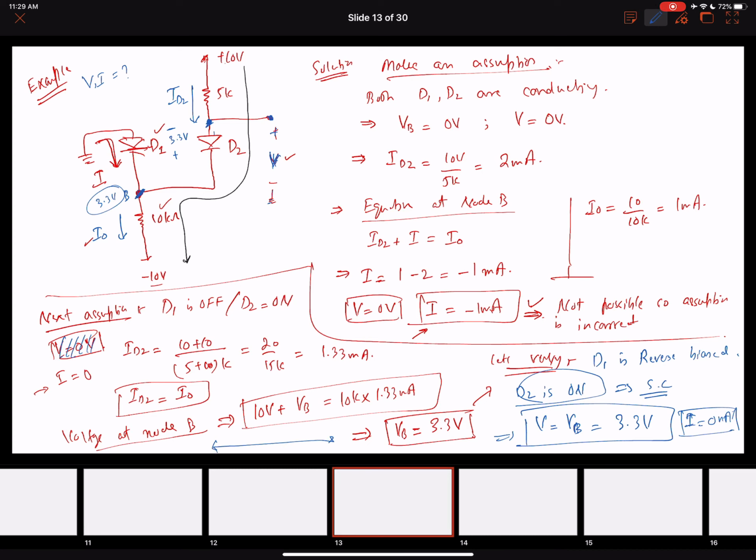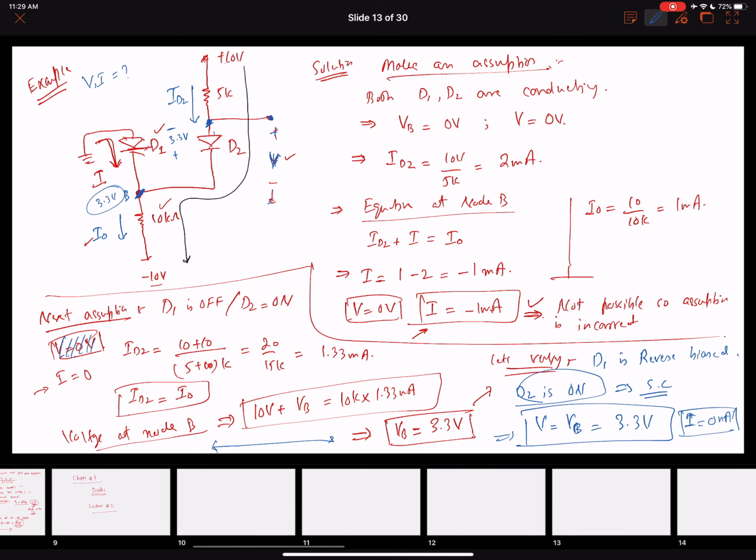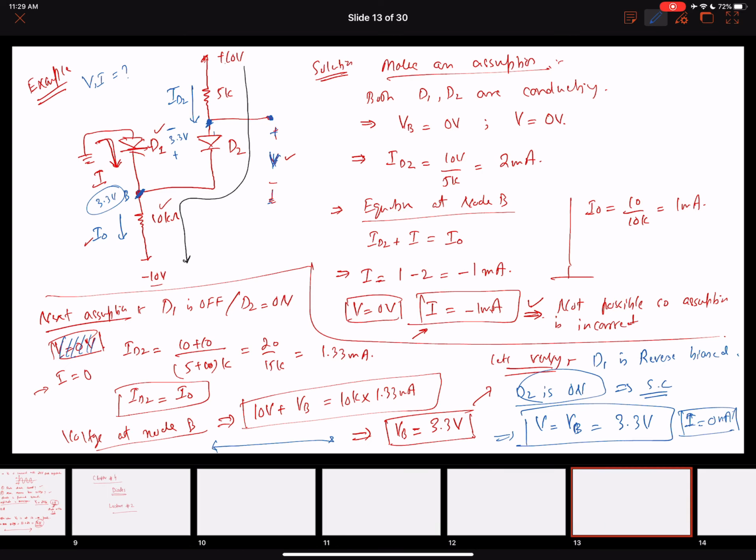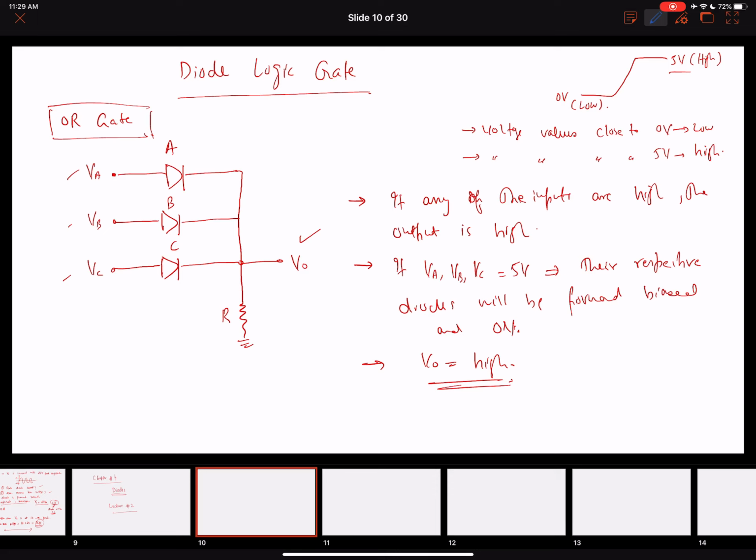Okay, so the take-home message in today's lecture is, the first one is the logic gates. We can easily build the logic gates using diodes. Low usually means around 0 volts, and high usually means around 5 volts. We saw that at this OR gate, if any of these inputs are high, the respective diode will conduct and our output will be high.